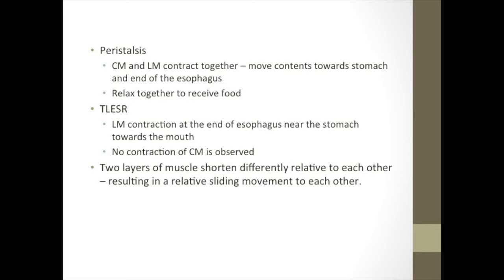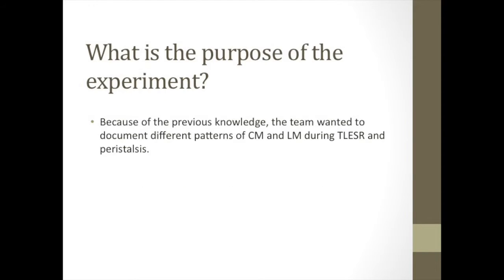Through previous research that we've already discussed, it's been known that the two layers of muscle shorten differently relative to each other. This shortening, which is independent of each other, results in a relative sliding movement of the two layers of muscle to each other. So, given everything that we've discussed before, the purpose of the experiment was to document different patterns of contraction of CM and LM during TLESR and peristalsis.